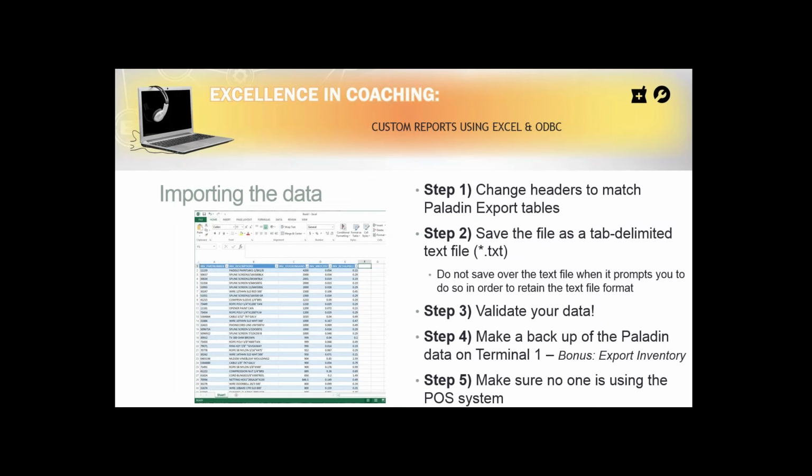So the exporting data, well, at least generating these reports, is very simple. It's all in a column or row format. But ODBC has different headers at the top. Notice along the very top portion, row one of that Excel spreadsheet, those column headers are not the same that Paladin wants to see on the importing side. So the first thing we'd have to do is change those headers if you used an export from ODBC.